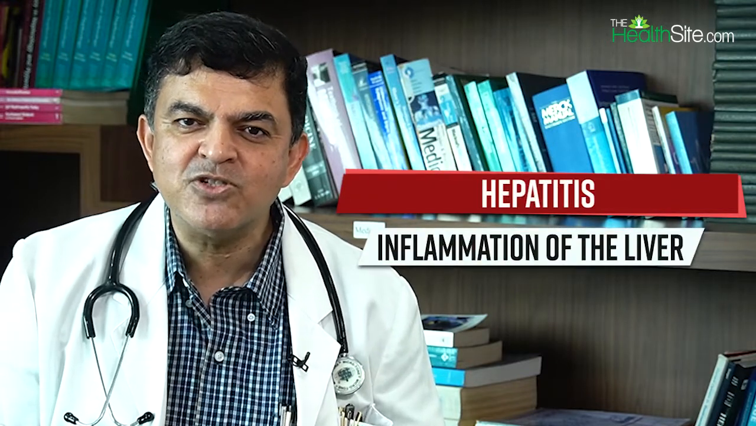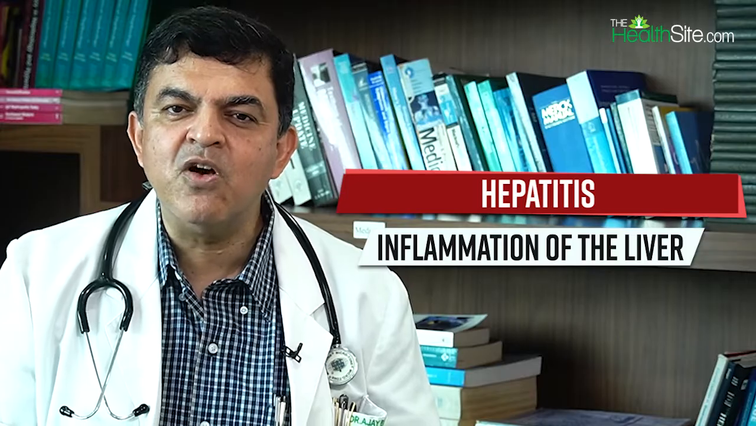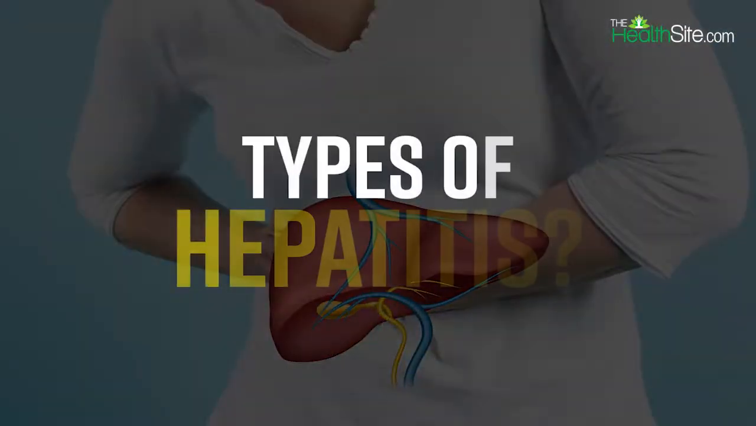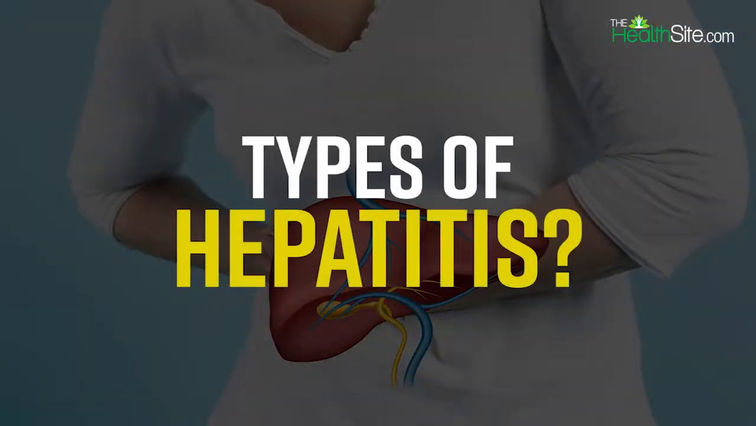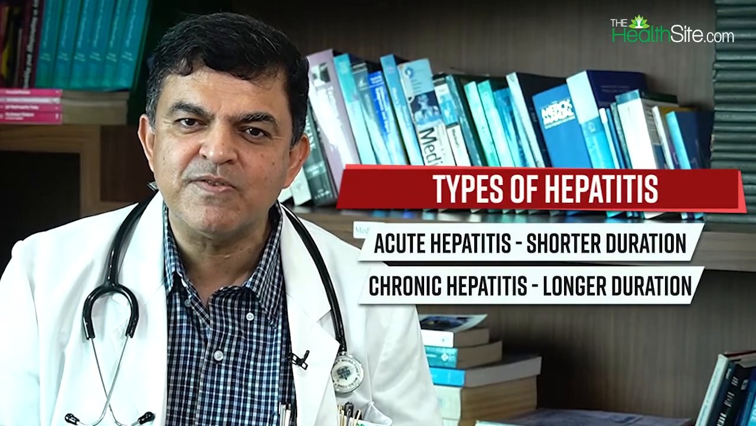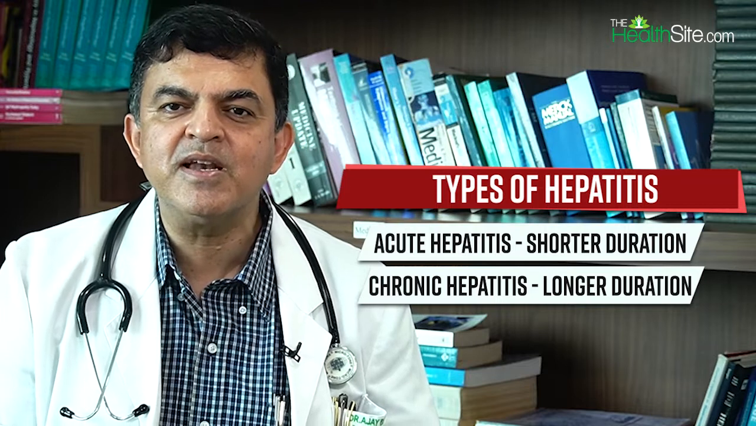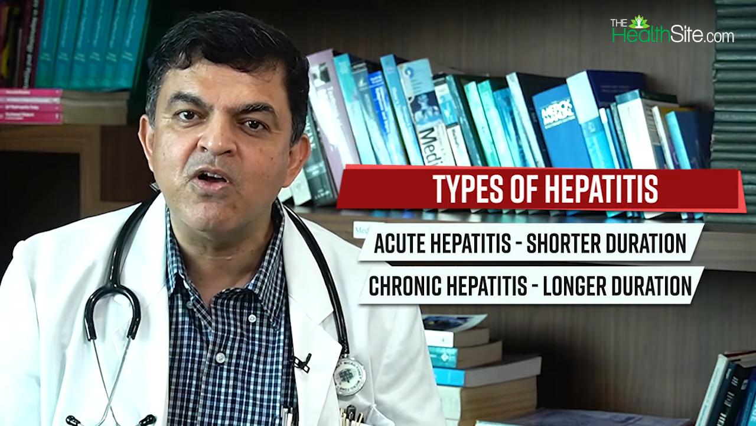Hepatitis, as the name signifies, itis means inflammation. It means inflammation of the liver. Now, inflammation of the liver could be of a shorter duration, or it could be of a longer duration. So we divide them into two types: acute hepatitis, which is of a shorter duration, and chronic hepatitis, where the disease duration is longer than 6 months.